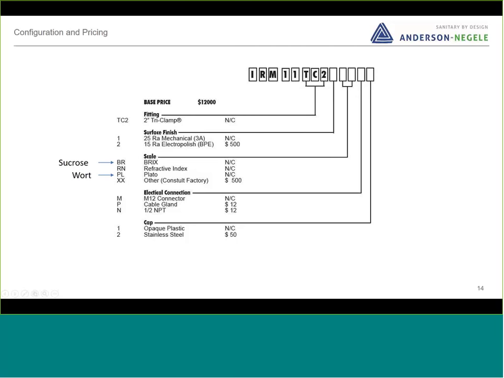And then lastly, the cap. So I mentioned the opaque plastic. With the opaque plastic, you do get the status light, so you get a visual output from this device letting you know how it's functioning. However, if you've got a really hostile environment or people who like to beat on plastic with hammers, we do have a stainless steel option. However, if I've got people that are beating on $12,000 refractometers with hammers, I want to rethink who's working for me.